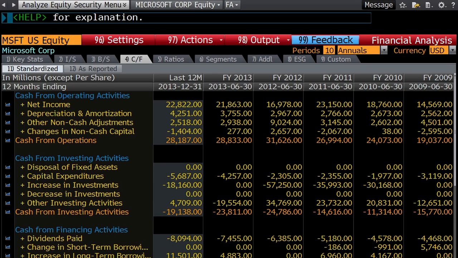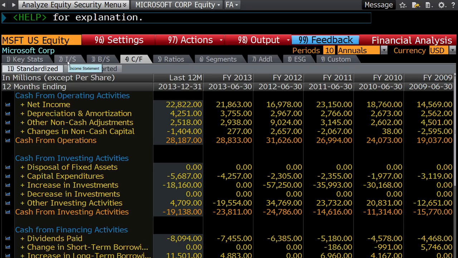We can see that detail there. In fact, we could look further into that. We might ask the question, what has been happening to Microsoft's net income over the last few years in terms of what's driving it? Why did it go down substantially from 2011 to 2012?